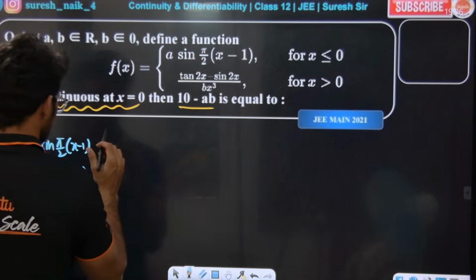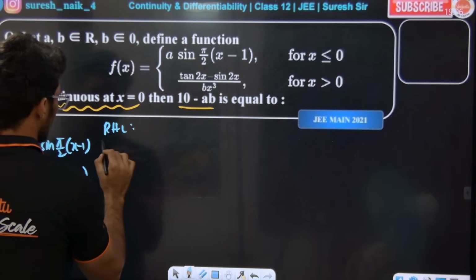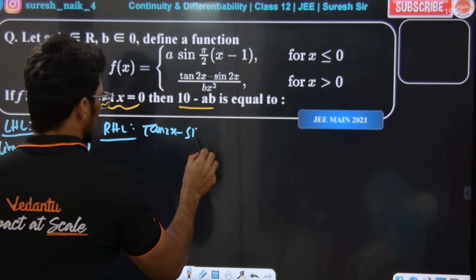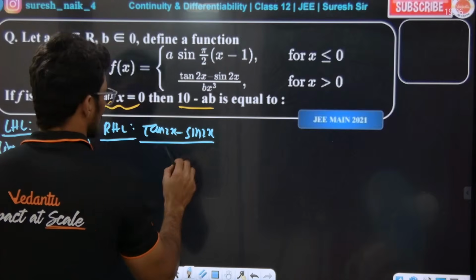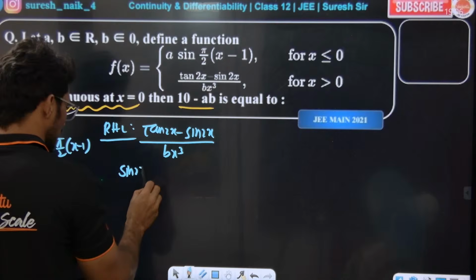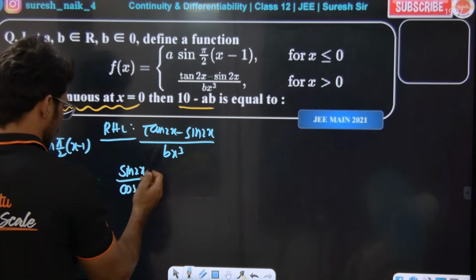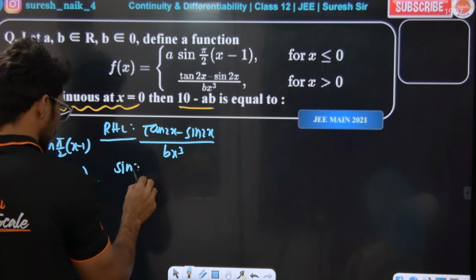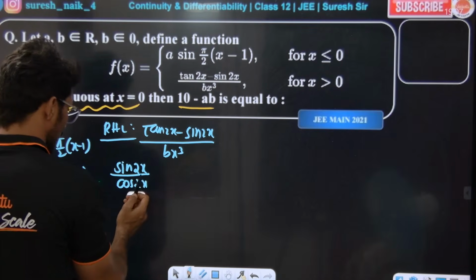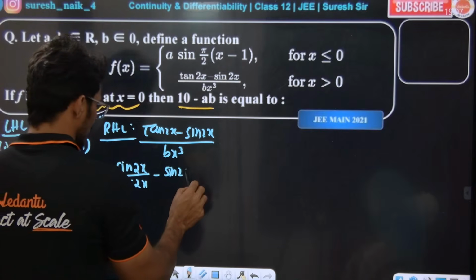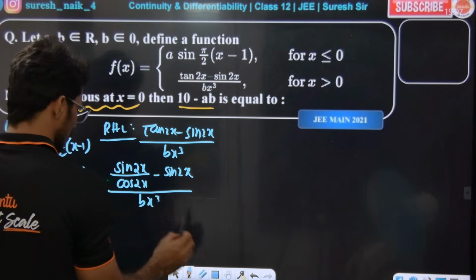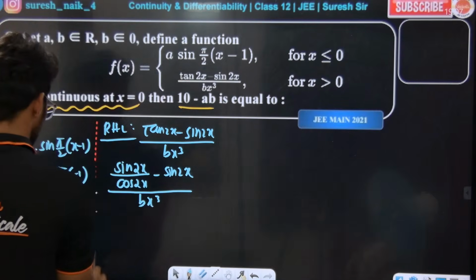Next RHL, sir. What is RHL? For more than 0, keep tan 2x minus sine 2x divided by bx cube. Sir, tan 2x can be written as sine 2x by cos 2x. Clear or not? Minus sine 2x, divided by bx cube. Hope everybody is clear with this.